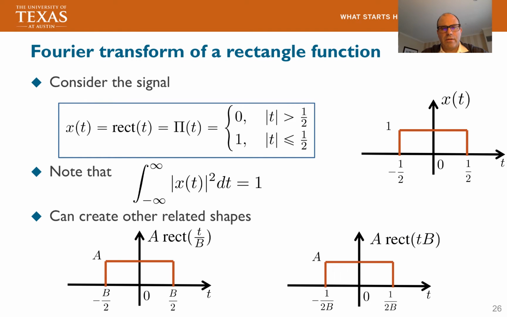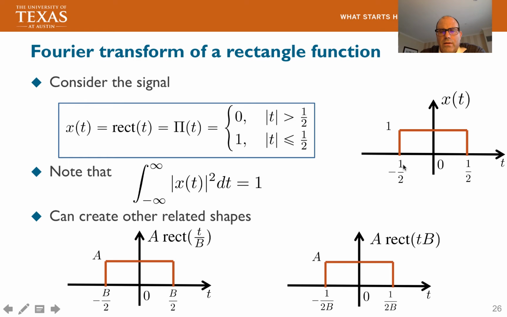All right, now let's look at the Fourier transform of an important function, which is the rectangle, the rect, that we've seen now in several examples in the course. Remember that the rectangle function is a rectangle from minus 1/2 to 1/2, 0 everywhere else, and it has an amplitude of 1 in that interval. Note that if you integrate x of t, that integrates out to 1.